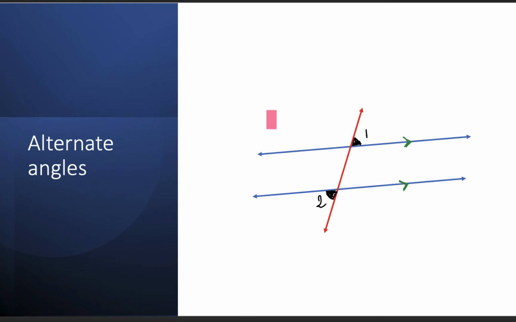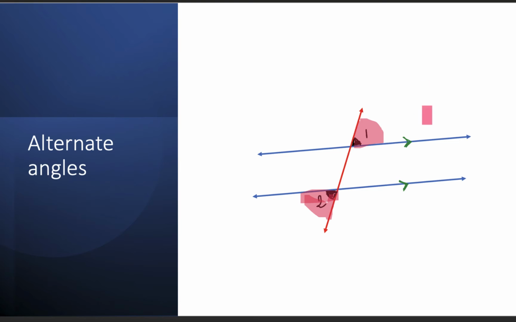Okay, hello. We're going to talk about alternate angles. As you can see in this diagram, you have two lines. The blue lines are parallel lines, and the red line is what we call a transversal. It's a line that crosses both lines. This angle 1 here, and angle 2, are called alternate angles, and they are exterior.